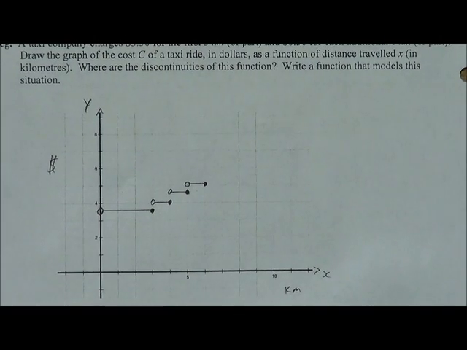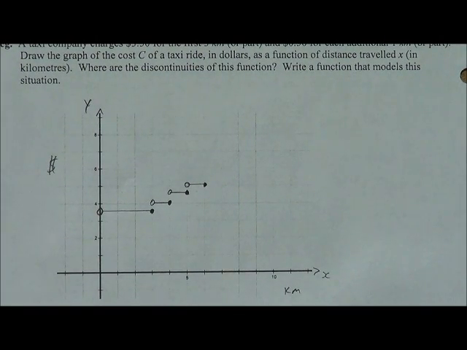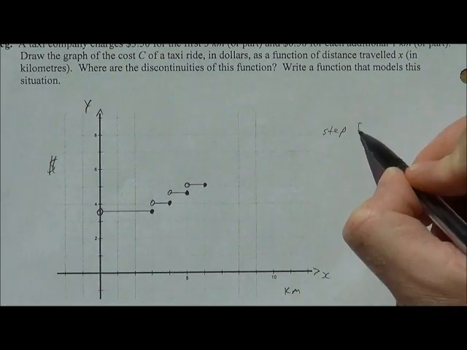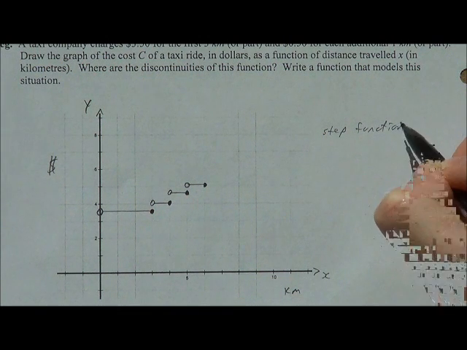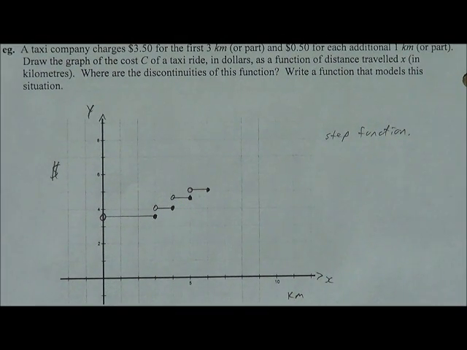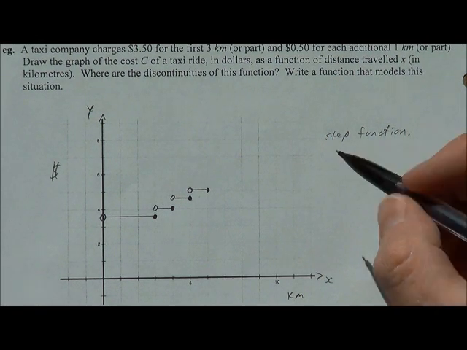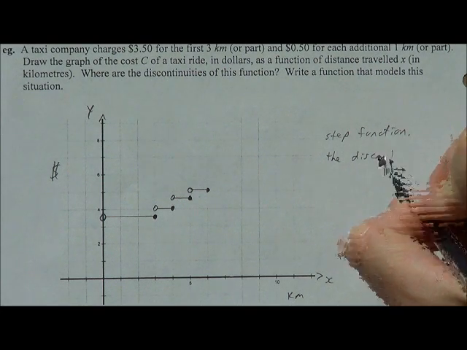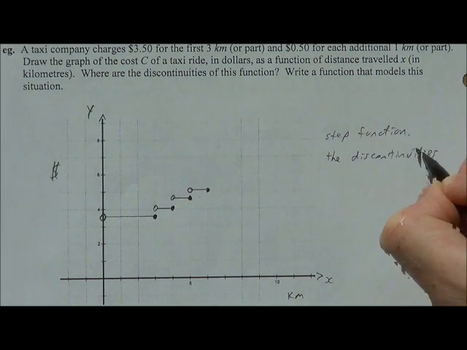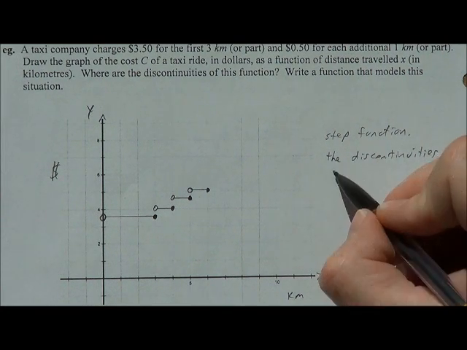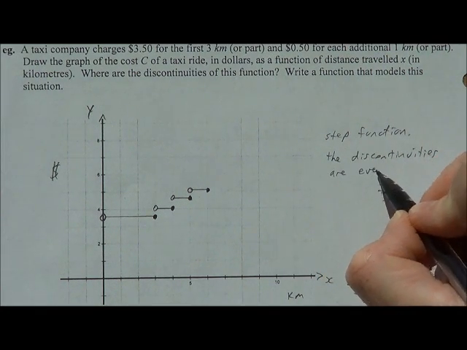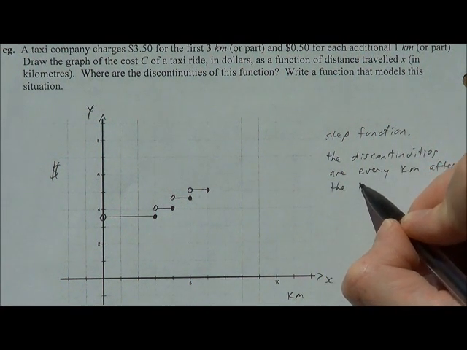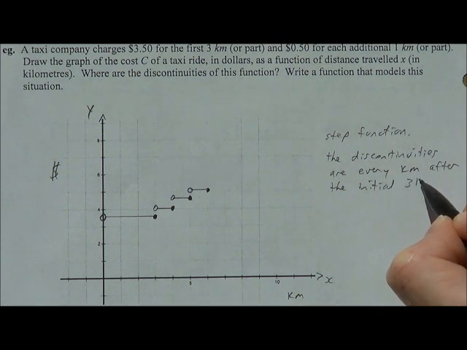So we see that we get a piecewise function that looks like that, which is actually called a step function, as it looks like a set of stairs, of course. And what we want to do is note where the discontinuities are: every kilometer after the initial 3 kilometers.